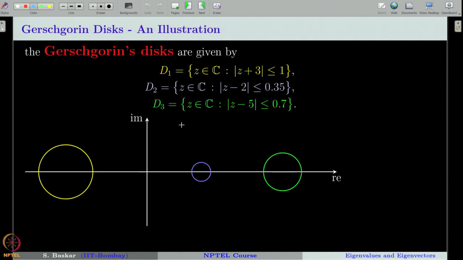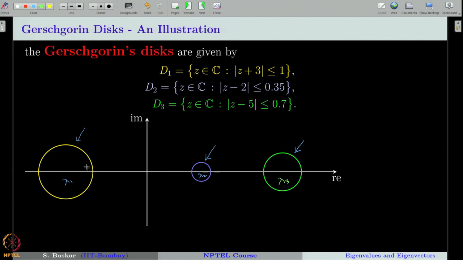Let us visualize this disk. The disk D1 is shown in the yellow color, the disk D2 is shown in blue color, and the disk D3 is shown in green color. Now, what the Gerschgorin disk theorem says is that all the eigenvalues of the matrix A will lie in these disks. In fact, the Gerschgorin disk theorem says that you will have exactly one eigenvalue, let us call it mu 1, that belongs to this set, and another eigenvalue, say lambda 2, lies in the disk D2, and the third eigenvalue, say lambda 3, lies in the disk D3.